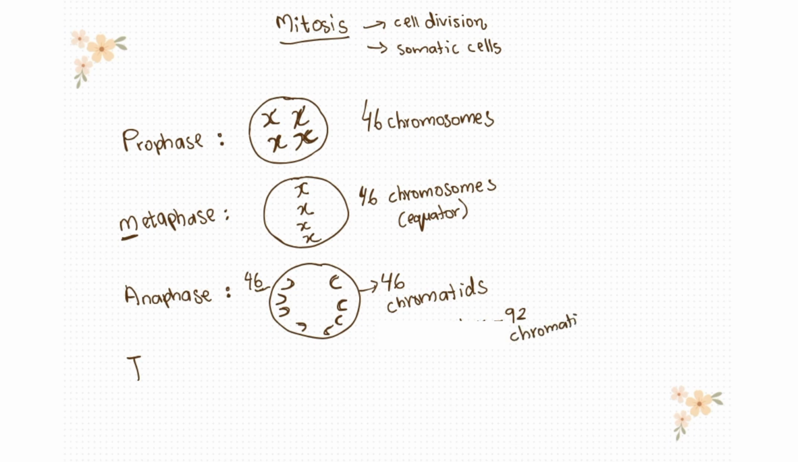So during anaphase, you see they're apart. Remember the A, they're going apart. The chromatids are going to different ends of the cell. And then there's the telophase.